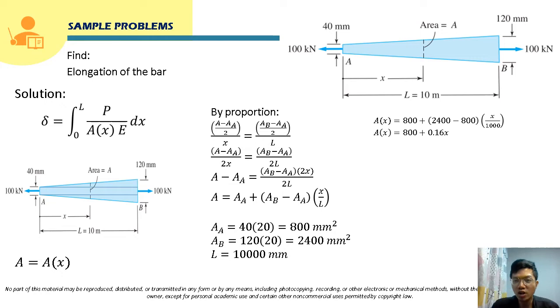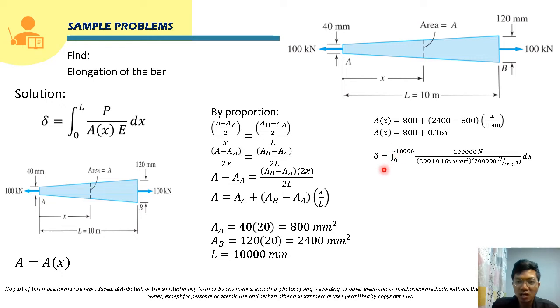Okay, so if you're going to solve this, 2,400 minus 800 over 10,000, you can input that in your calculator. So that is 0.16. Again, this is 10,000; the earlier one was a typo error. Okay, so this will now be the equation for A of x.